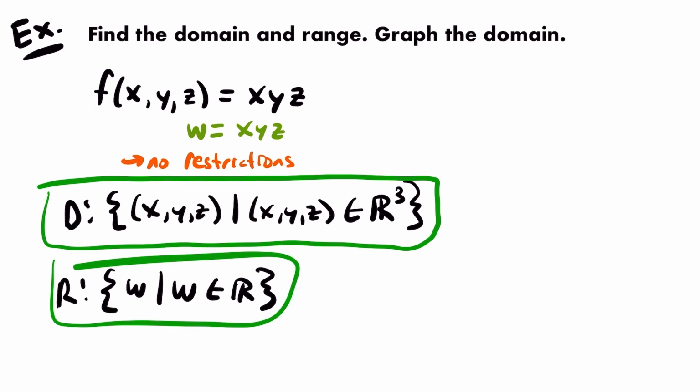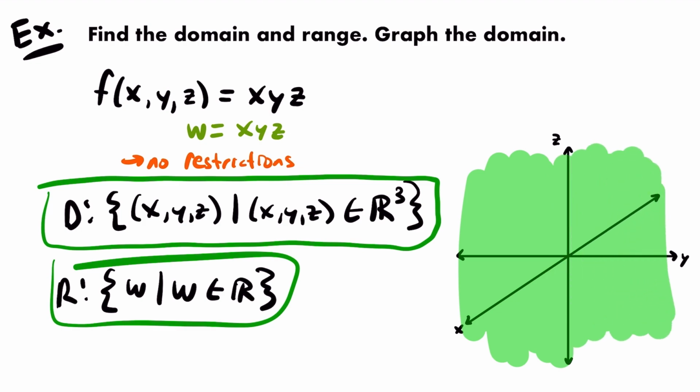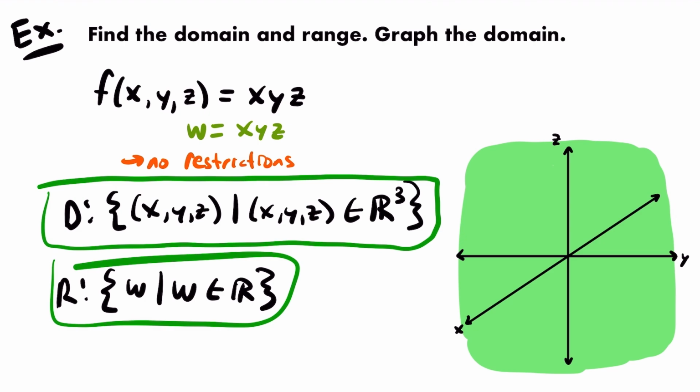Now let's actually graph the domain here. And remember that it will be in 3 dimensions because we have 3 independent variables. But there's really nothing for us to graph here because we're including every single point within 3-dimensional space. So this is pretty simple. You just want to shade in your entire 3D coordinate system. All of those points are within the domain of the multivariable function. Okay, so that's it. Let's take a look at one more example for this video.